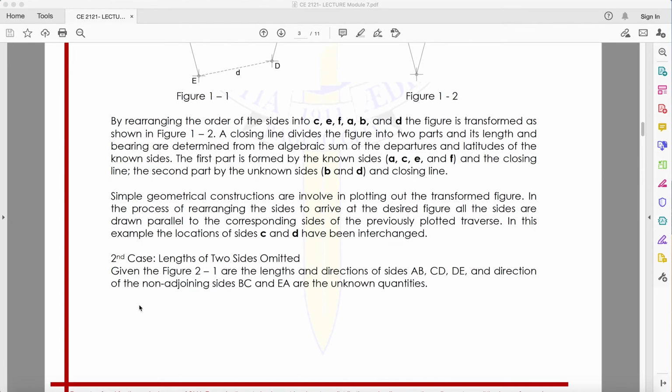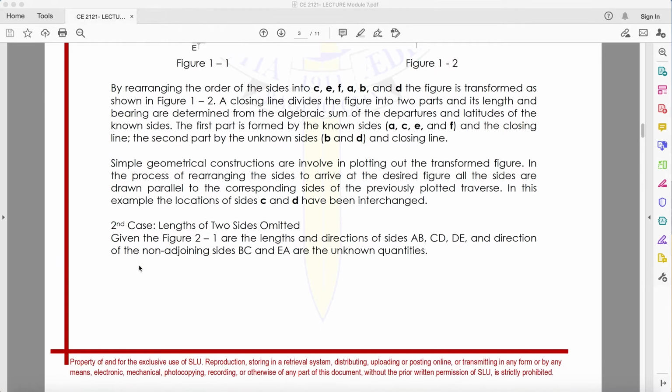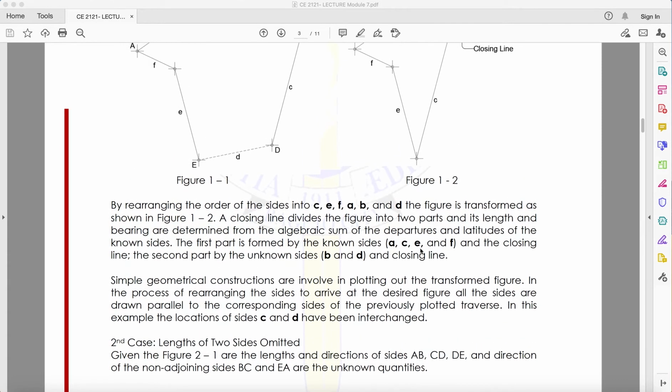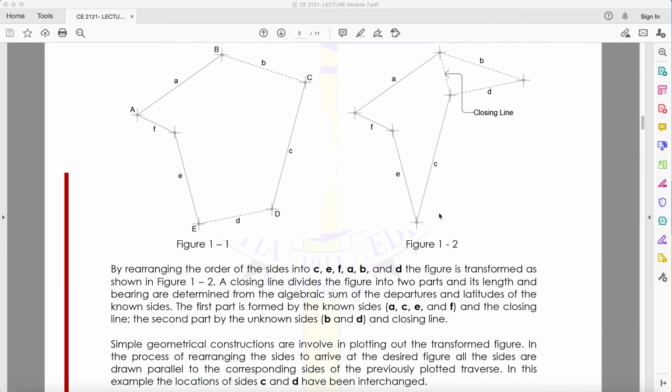So, case number 2. By the lengths of two sides omitted. Given figure 2-1 are lengths and directions of sides A, B, C, D, and D, E, and direction of non-adjoining sides B, C, and E, A are unknown quantities. So we do not know the direction of these two non-adjacent quantities. Take note, hindi sila magkatabi. We just transferred them. So they are still considered non-adjoining quantities.